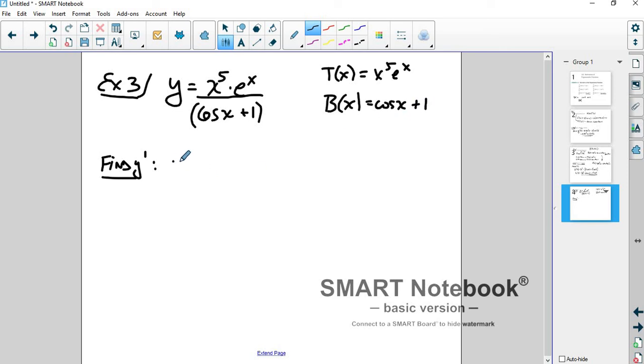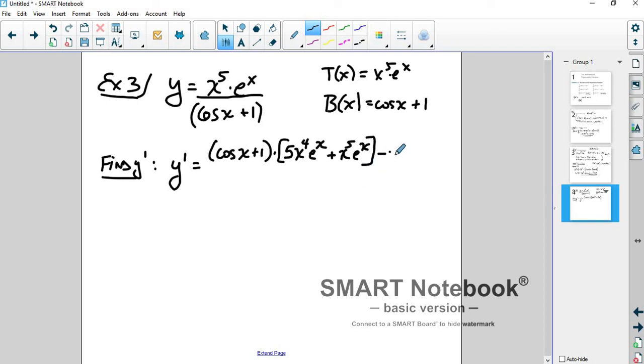And so when I go to do the derivative rule for quotients, I get the bottom times the derivative of the top. Well, what is the derivative of the top? The top is a product. So I have to do the product rule, derivative of the first, 5x to the fourth, times the second, e to the x, plus the first x to the fifth, times the derivative of e to the x, which is e to the x. All right?